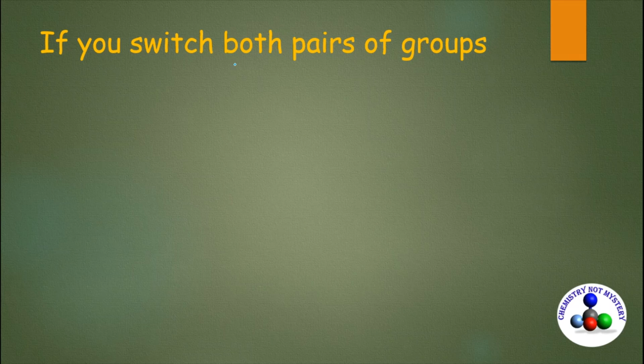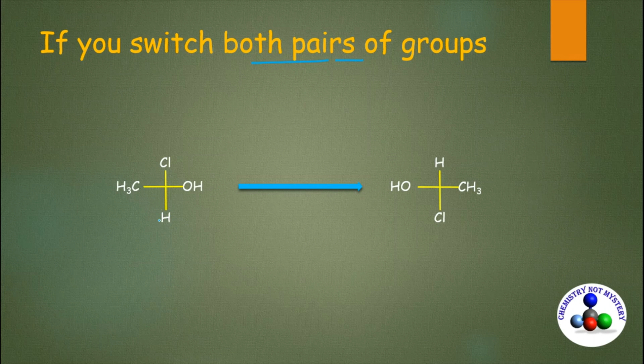But what will happen if we switch both the pairs? Let's see. Here we have switched Cl with hydrogen, OH with methyl. First, rank the groups on the basis of their atomic number. So in this way, you can rank the molecule. Now, draw an arrow from first priority to second priority. So here you will get R configuration because the arrow we have drawn is in clockwise direction.